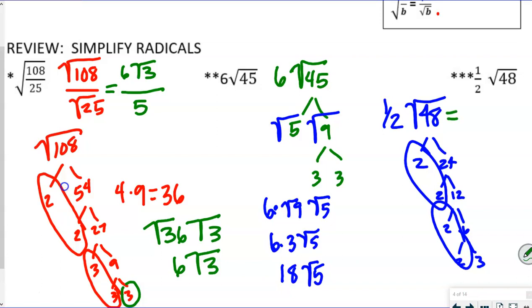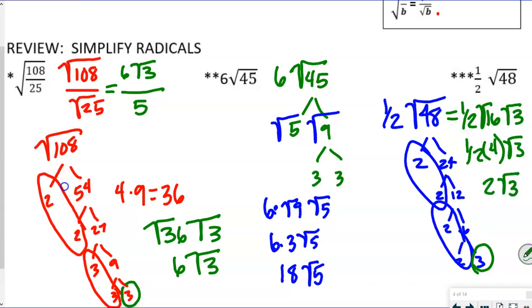Okay. So this is going to be 1/2 times the square root of 16, and we got that 3 still down there, times the square root of 3. So this is going to be 1/2 times 4 times the square root of 3, which means half of 4 is 2, right? So this is going to be 2 square root of 3.